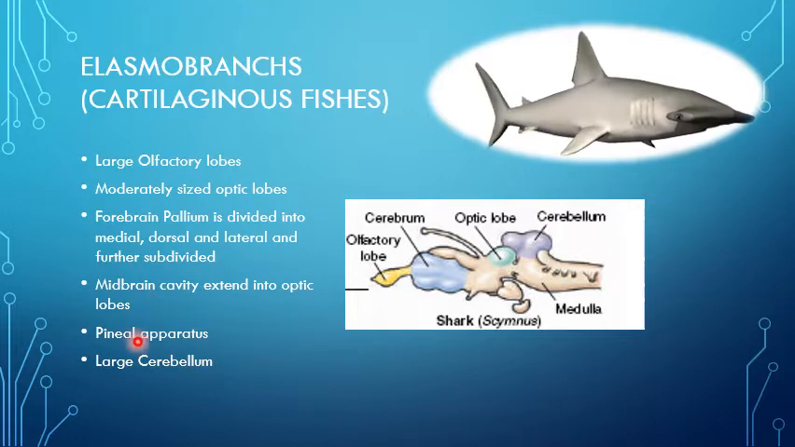There is presence of the pineal apparatus or pineal body, and the most prominent thing shown here is that they have a large cerebellum. This cerebellum helps in balancing and coordinating movement. So in these actively swimming fishes, it helps them in maintaining their balance and orientation in three-dimensional space in water.